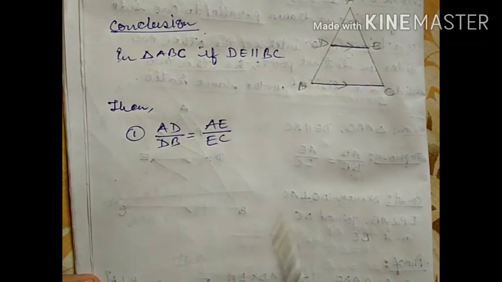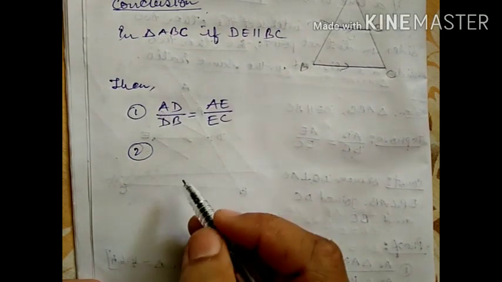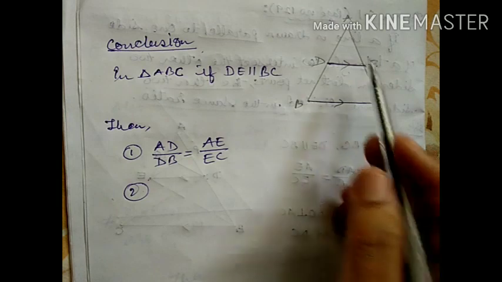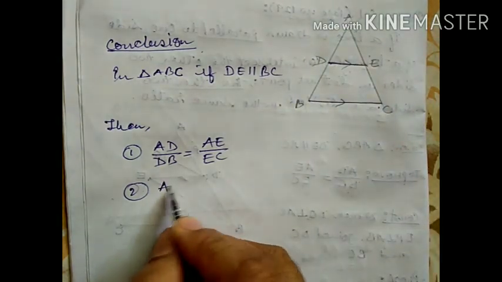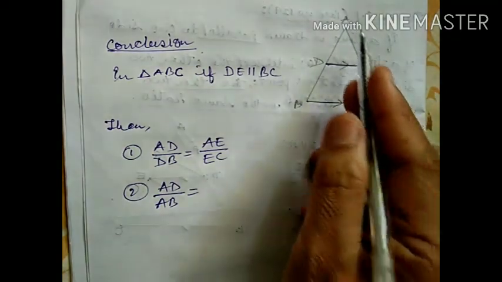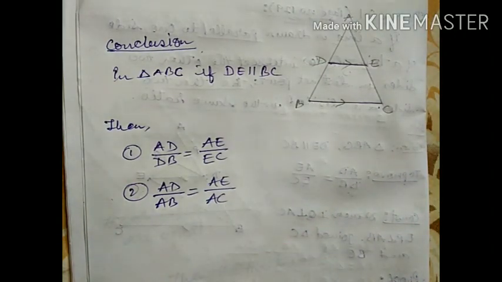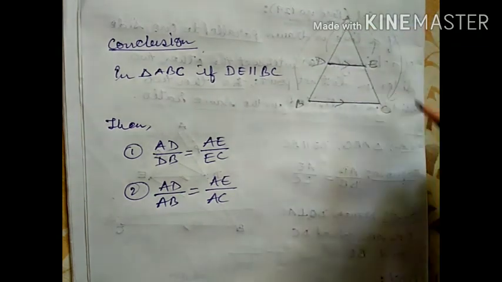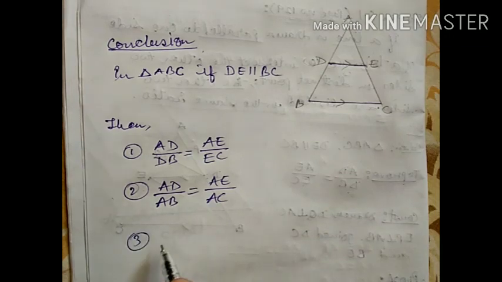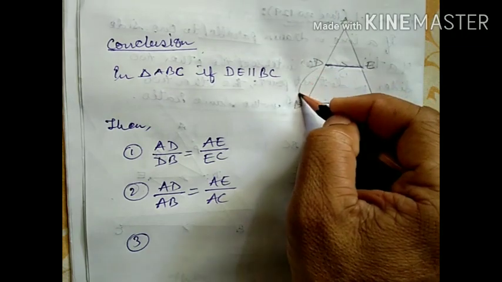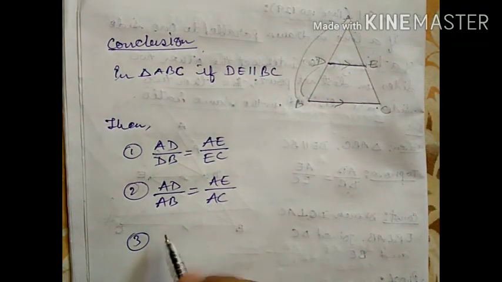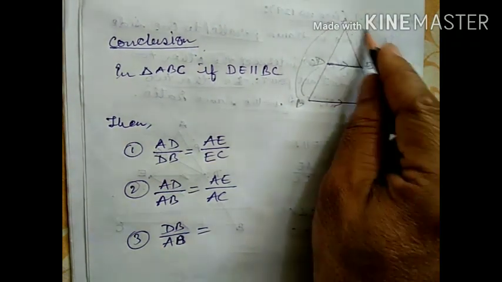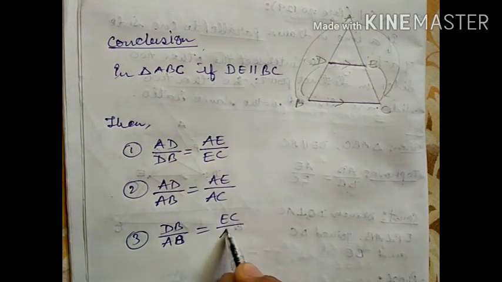Okay. Likewise, we can also write other ratios. We are not going to prove them, I'll just write down the ratios. What are the things we can write if we draw one line parallel to one of the sides of the triangle? The other ratio we can write is AD by AB equal to AE by AC. Something like this, AD by AB equal to AE by AC. Then third, what we can write is DB by AB is equal to EC by AC. That also we can write.